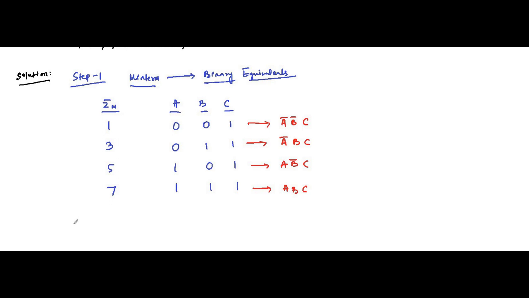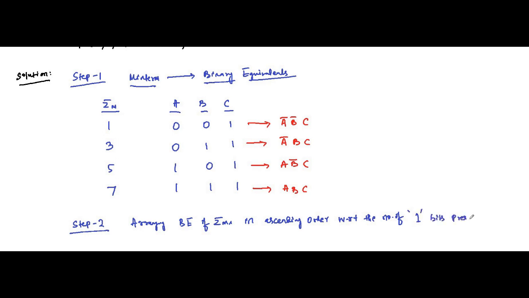Next step, step 2, is arranging all the binary equivalents of minterms in ascending order with respect to the number of 1 bits present in it. This is step 2. So what this step means, let us understand.